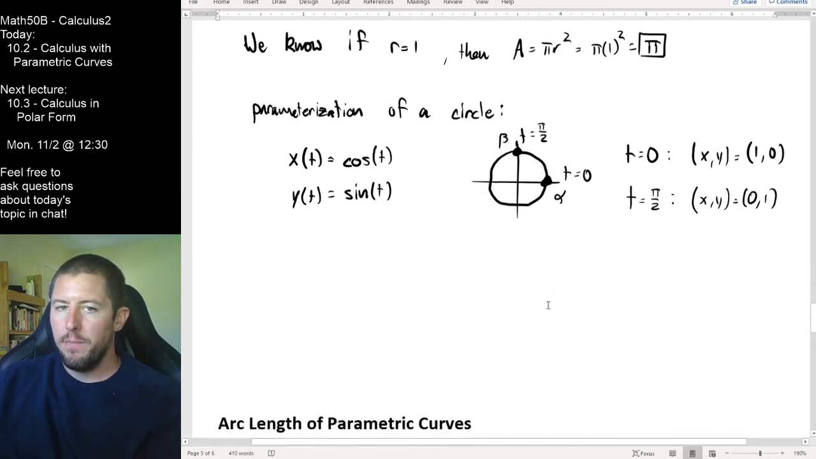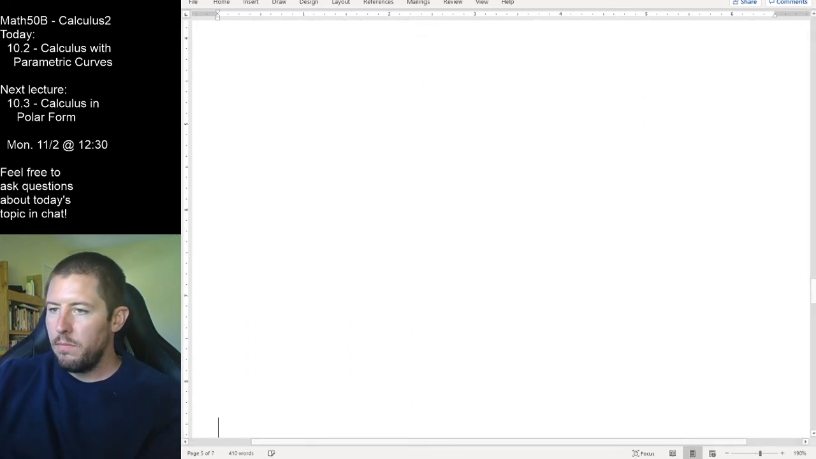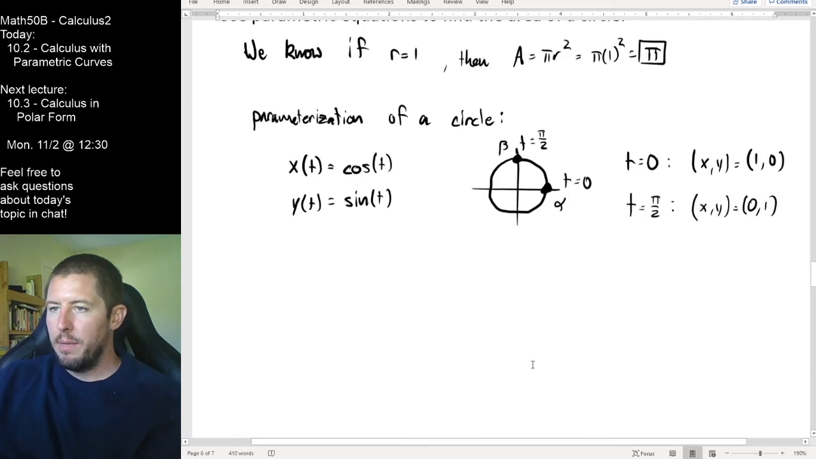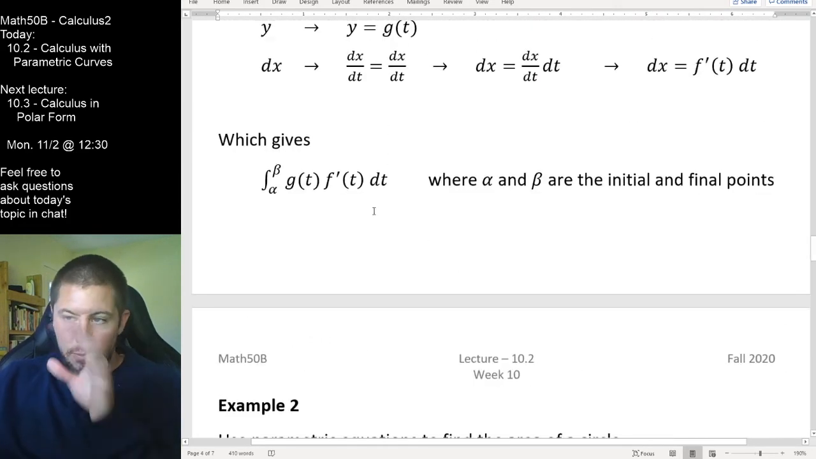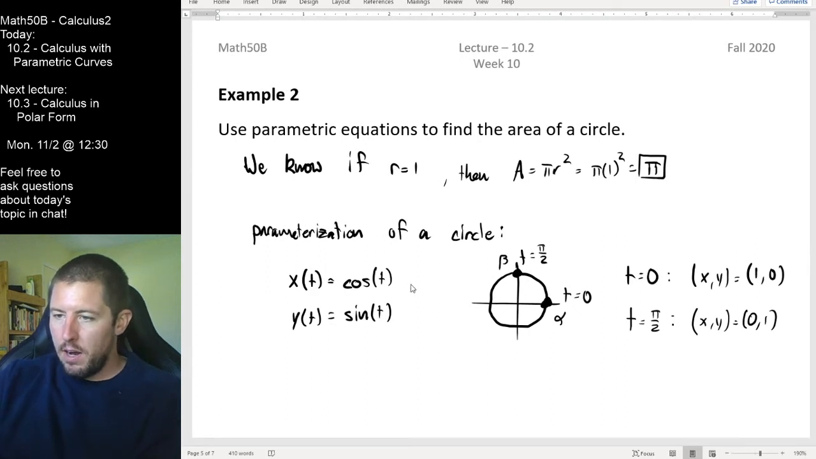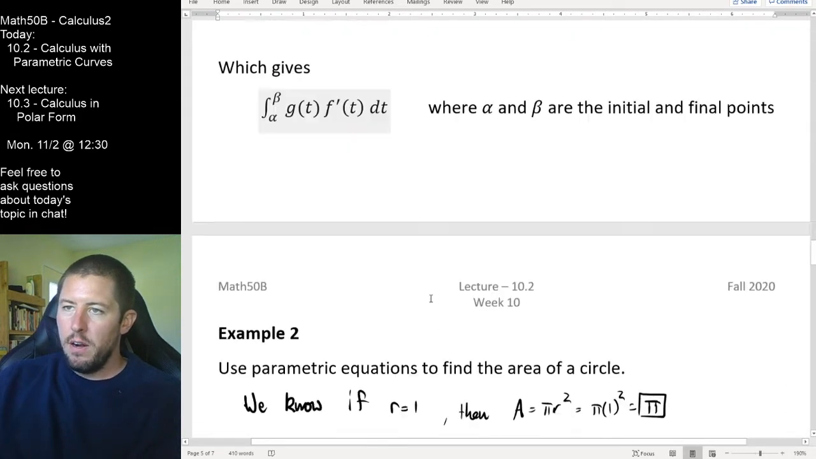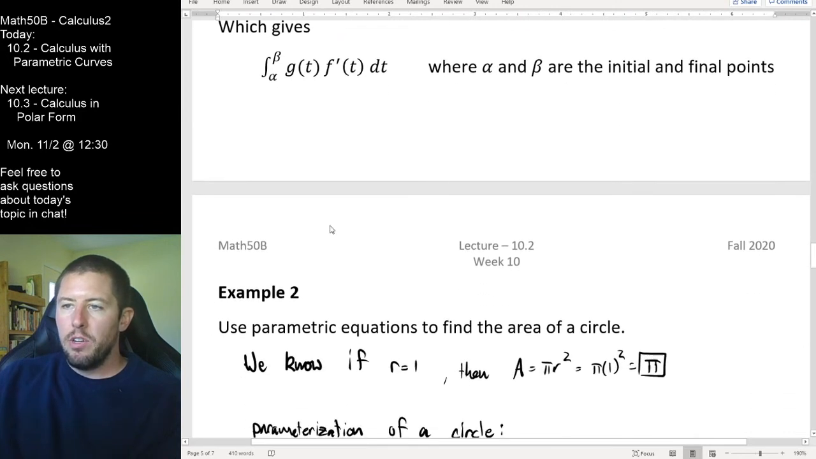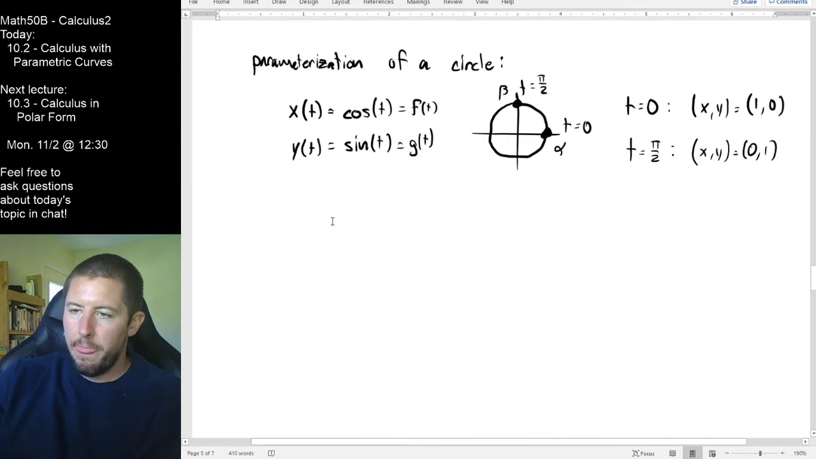Right. So what we want to do here is set up our integral, and I'm going to need some room because we're going to see that I'm going to get a mistake in here. So let's come back to our formation right here. By the way, we're calling this our f of t, and we're calling this our g of t. I want to keep these guys straight right here for our integral. So this should be our integral from alpha to beta of g of t, f prime of t, dt.